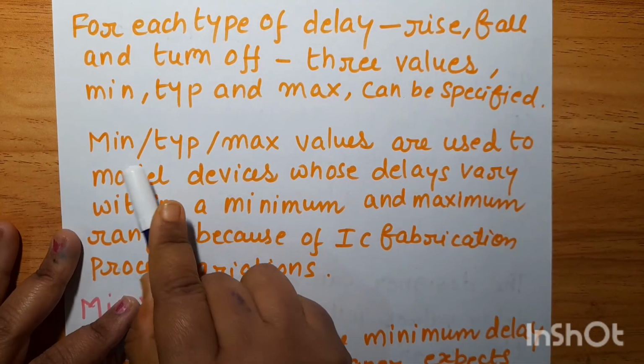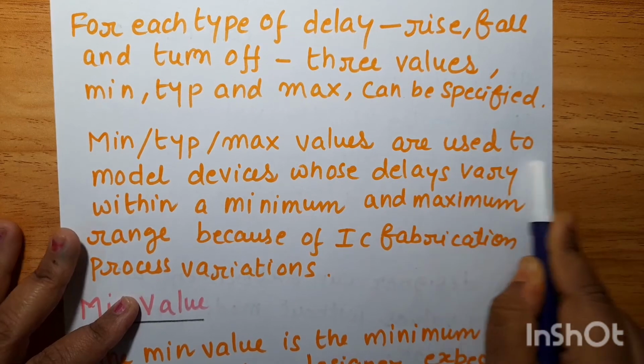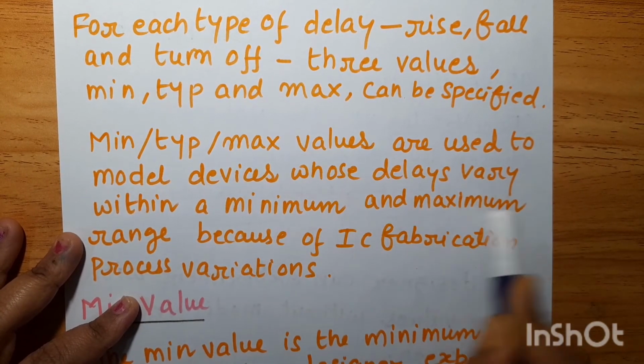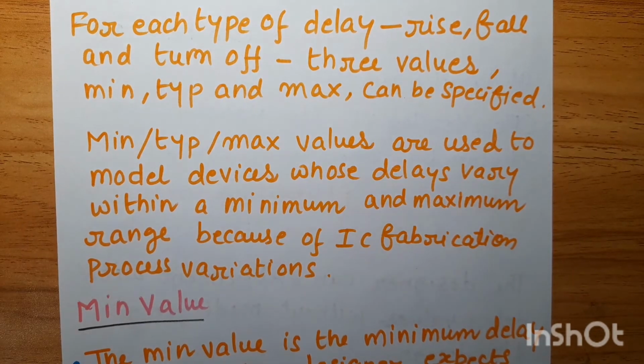What are these? Min, typ and max values are used to model devices whose delays vary within a minimum and maximum range. Model devices means model gates, within a minimum and maximum range.